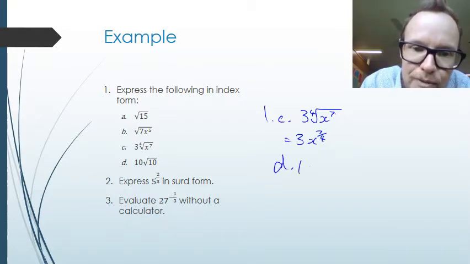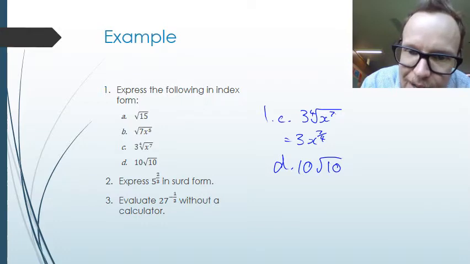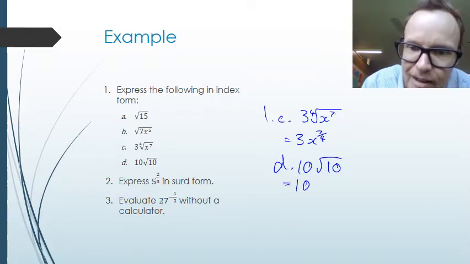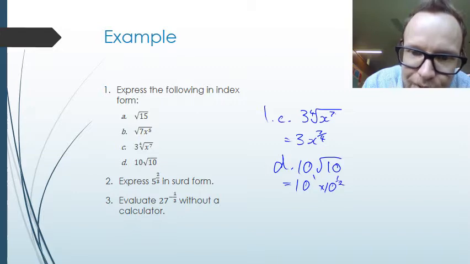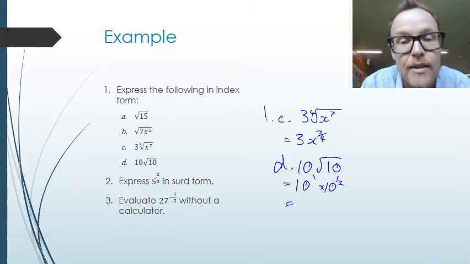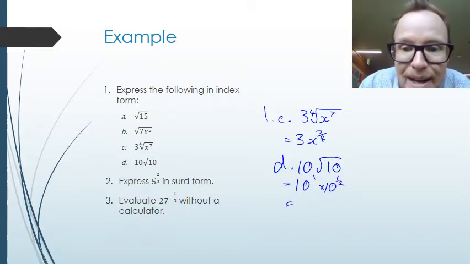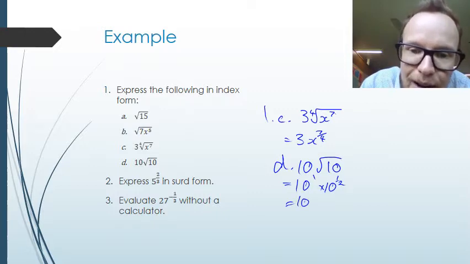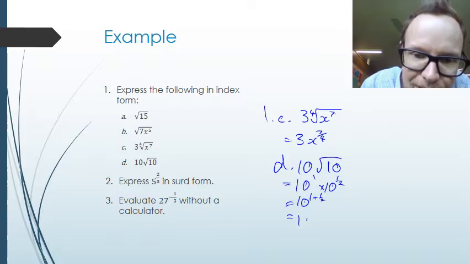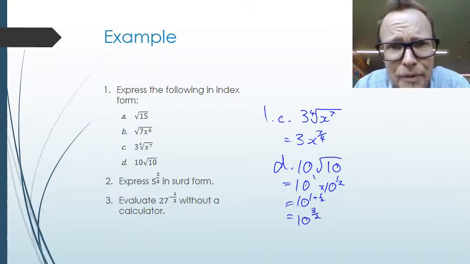Now d, we've got 10 root 10. Now this is the same as 10 to the power of 1 times 10 to the power of 1/2. Now we can use our index laws. We've got the same base, so we're going to do 10 to the power of 1 plus 1/2. So that's the same as 10 to the power of 3 over 2.